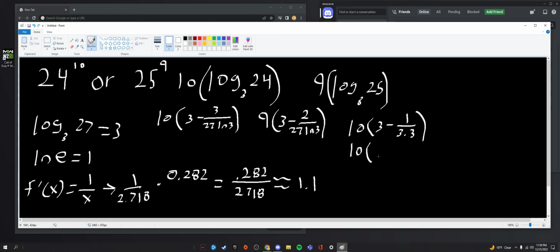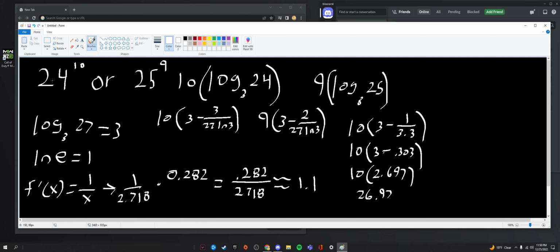We're not going to use the repeating, it's just a little annoying. So we're going to have 3 minus 0.303. So this gets us ultimately 10 times, we can just do this out, 2.697, which ultimately gets us 26.97. Now this is our estimation for 10 times log base 3 of 24.